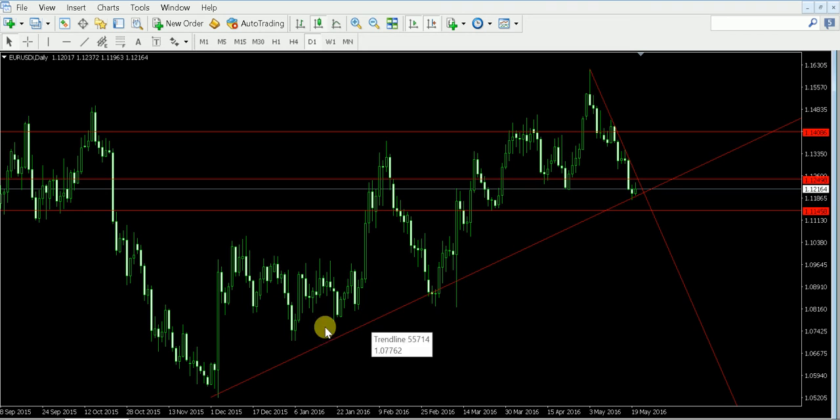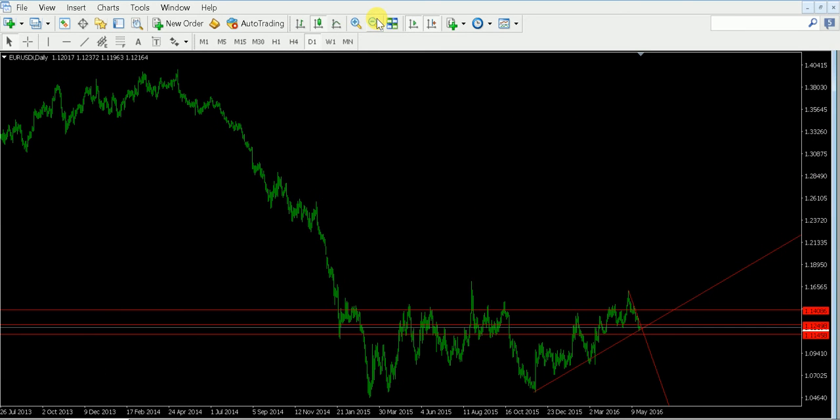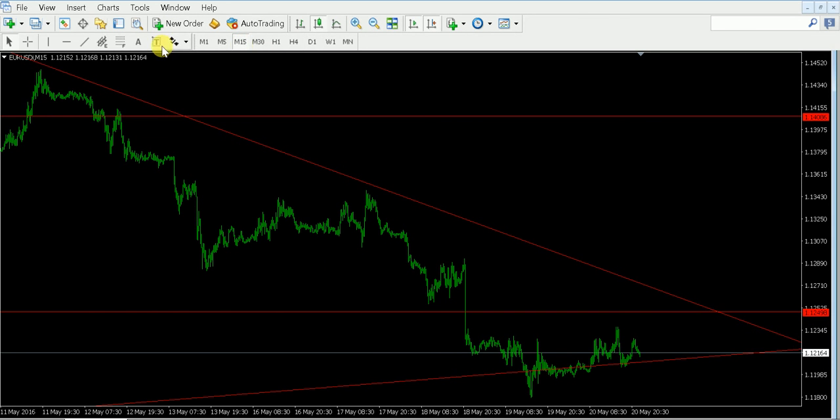All right, ladies and gentlemen, that's just basic trend line drawing. Connect your higher highs with your higher lows and your lower lows with your lower highs. Let's see if we can get a good picture of a good downtrend. Here we have a good downtrend. There we have a good downtrend there.